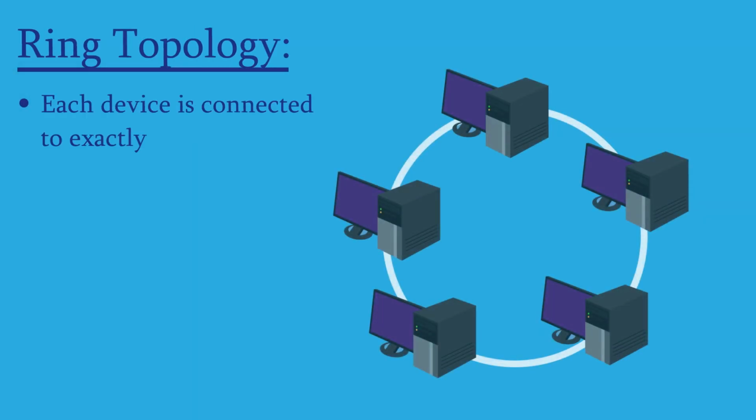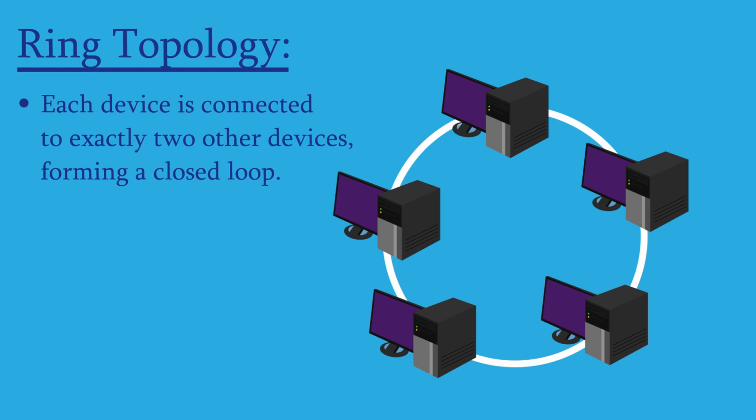Next, we will look at ring topology. In ring topology, each device is connected to exactly two other devices, forming a closed loop. Data travels in one direction through the loop and passes through each device until it reaches its destination. The ring topology is relatively simple to install and set up, requiring only enough cabling to connect each device to its two neighbors. The unidirectional flow of data reduces the chance of data collisions.